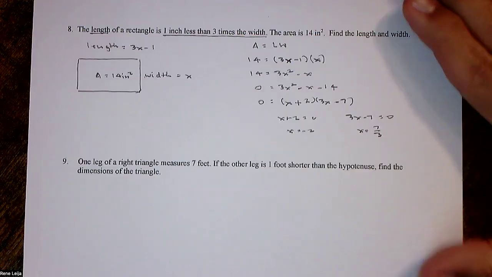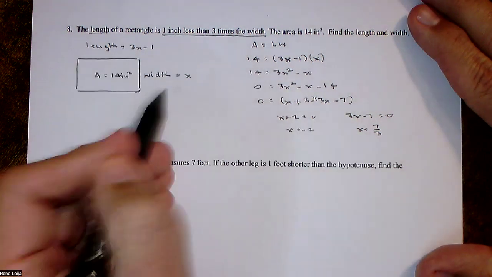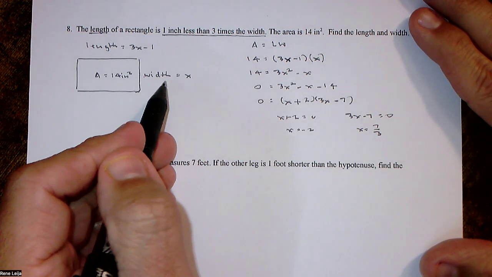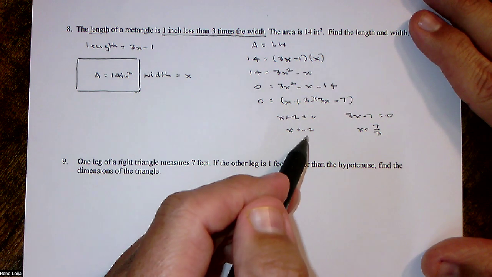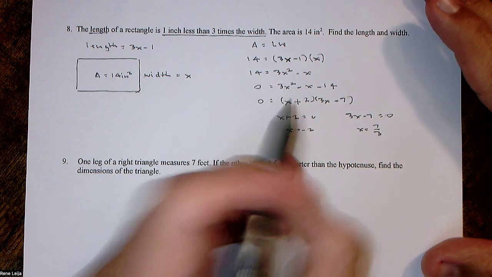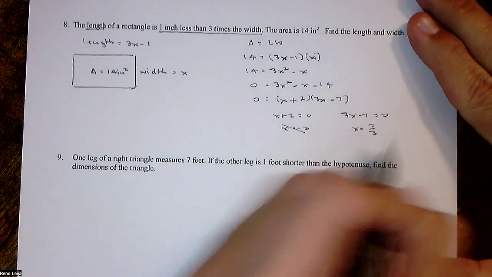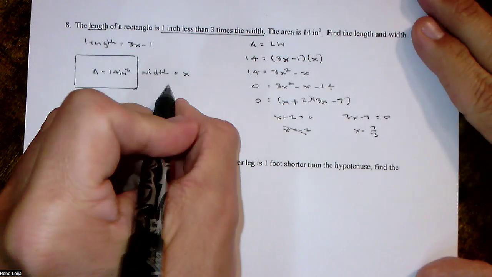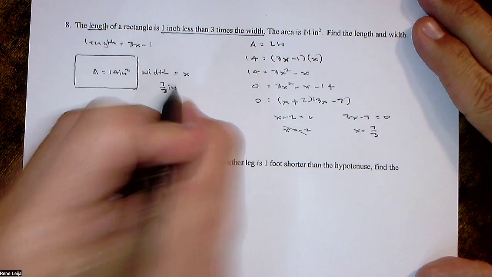Now, what is x? What did we call x to be? We told x is the width. We assigned it to be the width. So I can't have a negative 2. The width can't be negative 2 inches. So we throw this one away. So the only one that's left is the 7/3. So my width is going to be 7/3 inches.